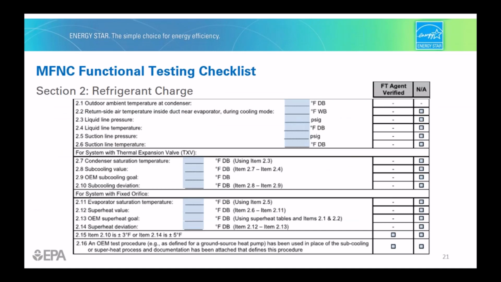If you've determined that you need to complete this section, there are 16 items with various temperatures and pressures that you will need to document in the fields shown. If you have been participating in the Certified Homes program, these are the same items on the HVAC commissioning checklist.